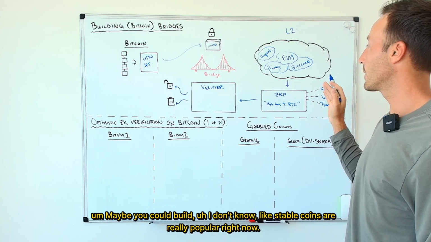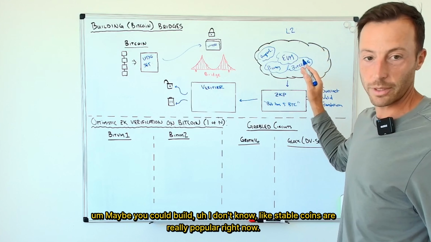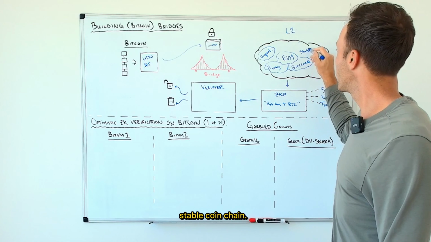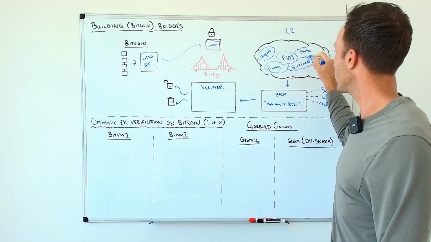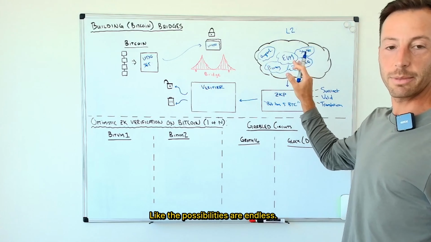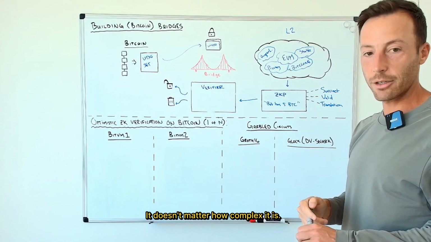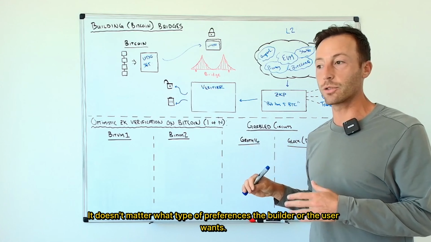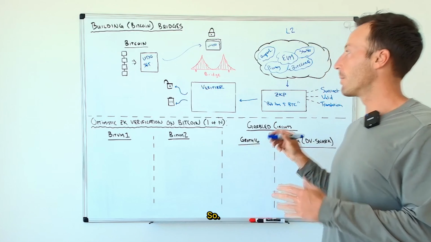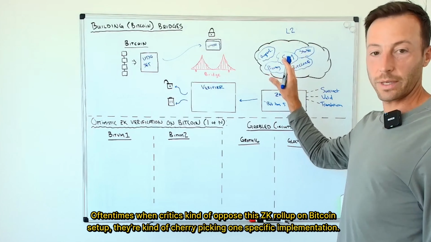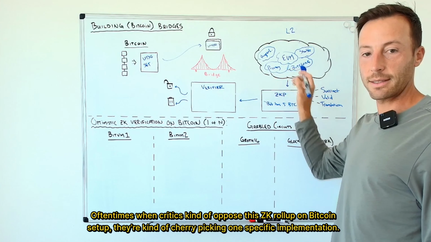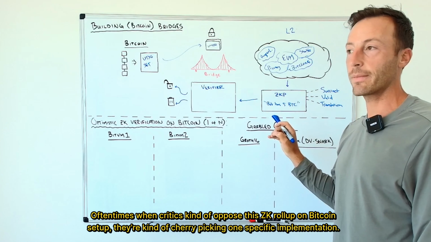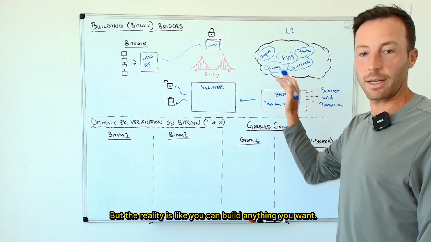Maybe you could build, I don't know, stable coins are really popular right now. You could build a stable coin chain right here. You can build anything. The possibilities are endless. It doesn't matter how complex it is, it can be done. It doesn't matter what type of preferences the builder or the user wants, it can be done. So oftentimes when critics oppose this ZK rollup on Bitcoin setup, they're cherry picking one specific implementation. But the reality is, you can build anything you want.